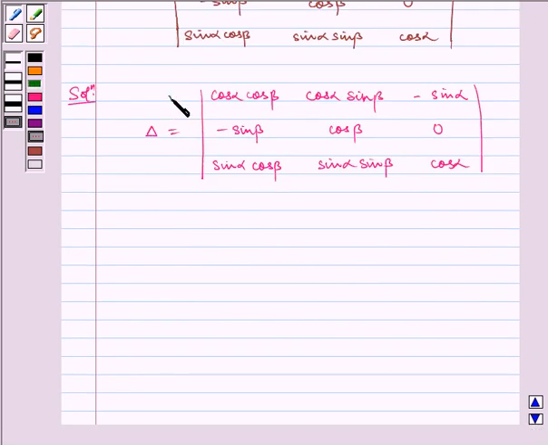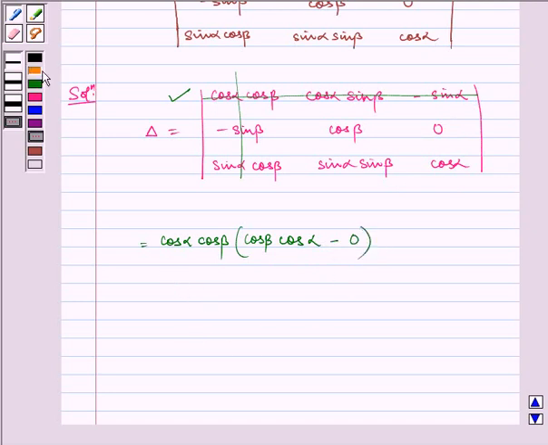Now, expanding it along row R1, let us expand it along this row. So we get cos alpha cos beta. Now, eliminating this row and this column and solving the determinant, we get cos beta cos alpha minus 0.